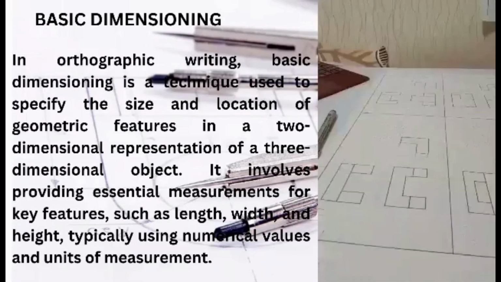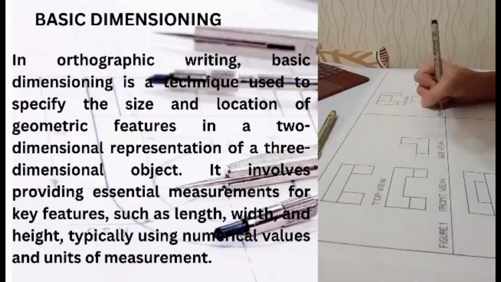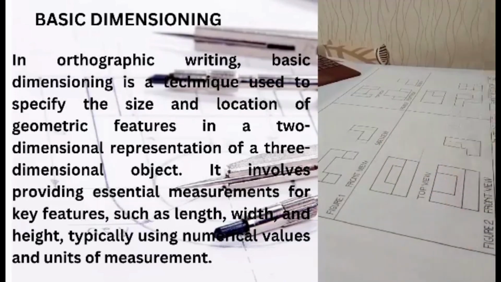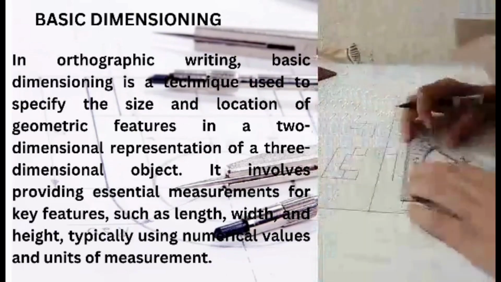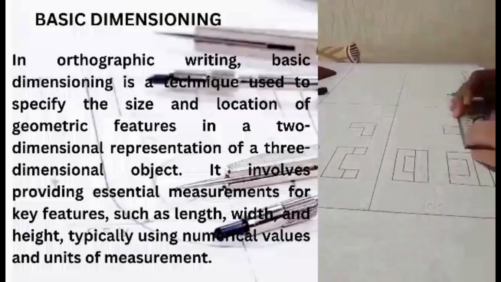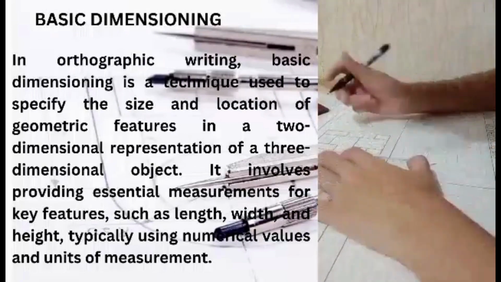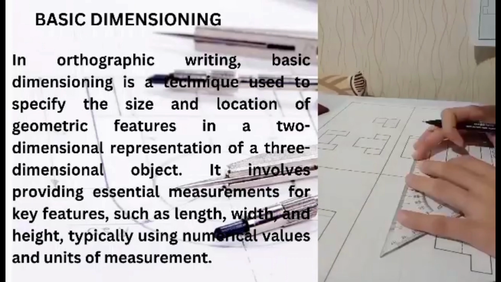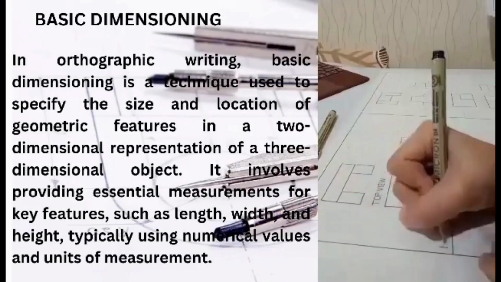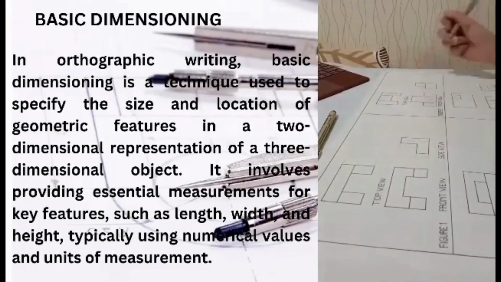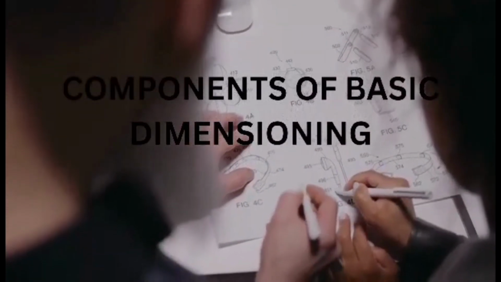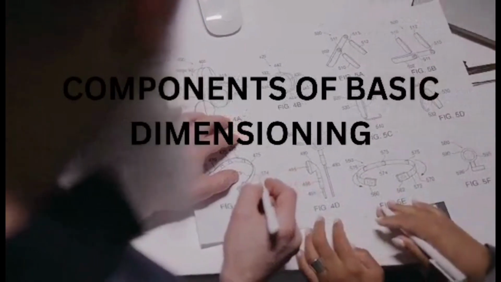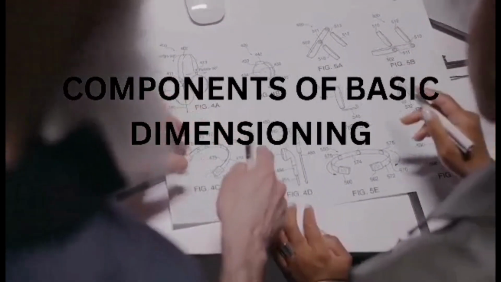It involves providing essential measurements for key features such as length, width, and height, typically using numerical values and units of measurement. These basic dimensions serve as reference points for further detailing and are crucial for ensuring the accurate interpretation and construction of the object. Additionally, orthographic projections often include auxiliary views and sectional views to provide a comprehensive understanding of the object's geometry and dimensions. In his presentation on basic dimensioning, Kevin will delve into the 5 key components of basic dimensioning and explore their respective applications.